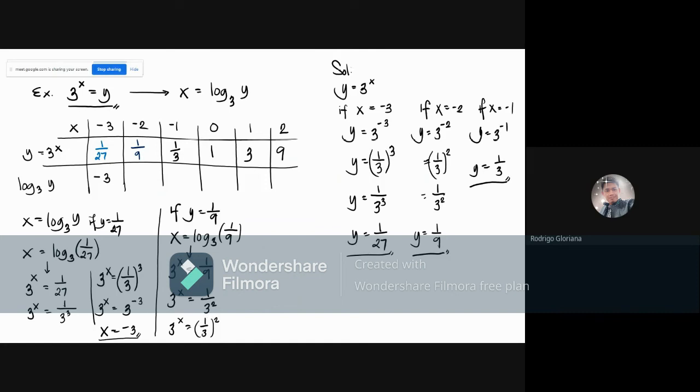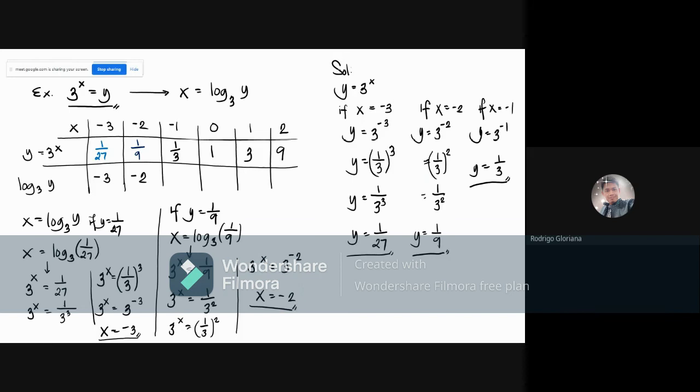And then, we have to get the reciprocal. So, we have 3 raised to x equal to 3. If you get the reciprocal of this, the exponent will become negative. So, your x is equal to -2. So, this is now -2.